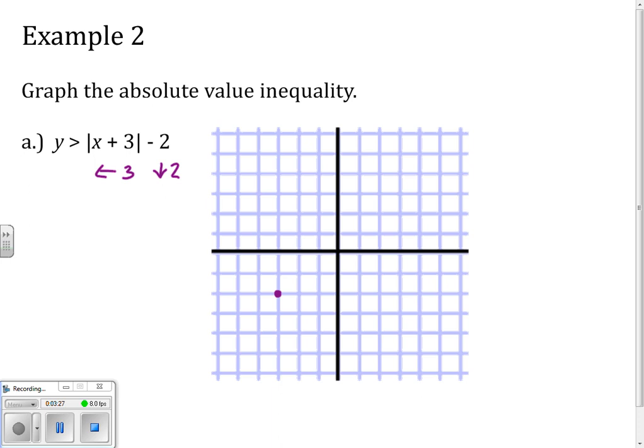So from the vertex, I'm going to go up 1 over 1 on the right a few times, then go back to the vertex and go up 1 over 1 to the left a few times. And when I draw in the line, they're going to be dashed because it's just greater than. It said dashed and chose that anyway.